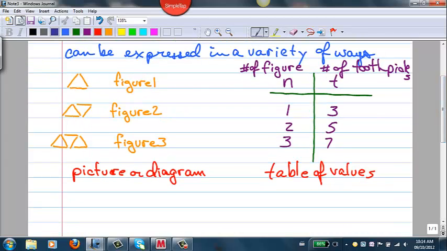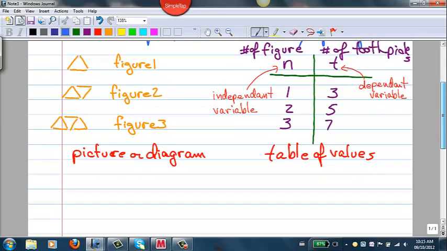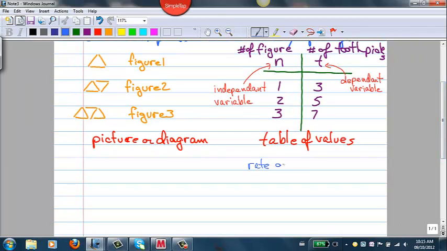Now, we can get a lot of information from that table of values. First off, let's talk about what kind of variables we've got there. On the left-hand side, the number of the figure, that's what we call an independent variable. It doesn't really depend on anything else, it just is. It's figure number 1, figure number 2, figure number 3. The second variable is a dependent variable. The number of toothpicks depends on the figure. If I'm in figure 1, there's 3 toothpicks, but if I'm in figure 2, there's 5, and if I'm in figure 3, there's 7. So the number of toothpicks depends on what figure we're in.